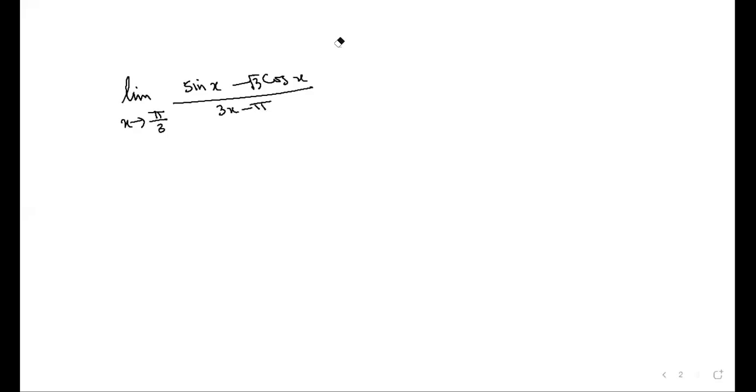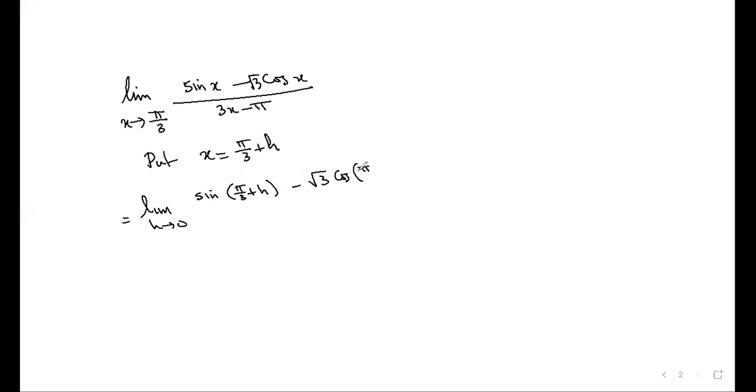So you must have put x as pi by 3 plus h. So it became limit h tending to 0, sine of (pi by 3 plus h) minus root 3 into cos of (pi by 3 plus h).